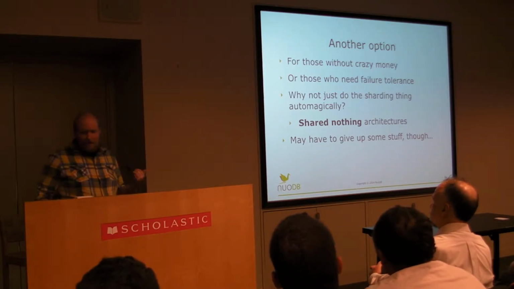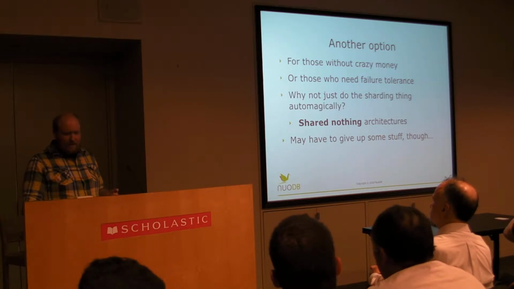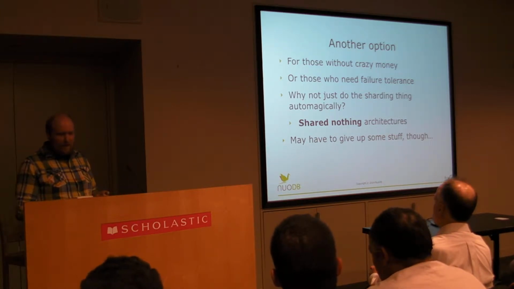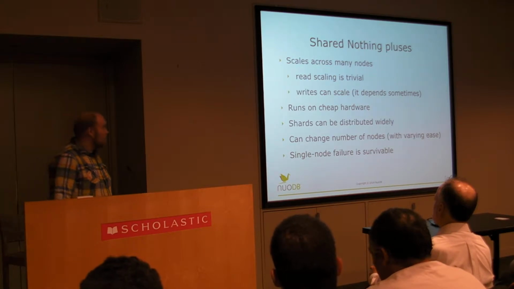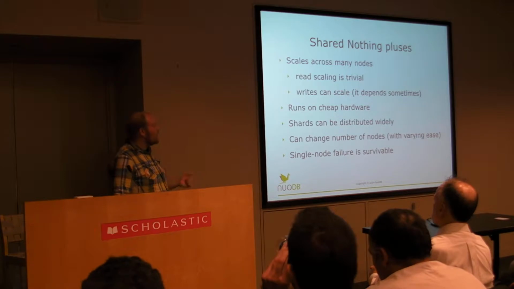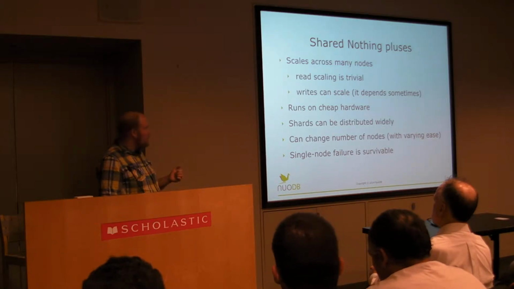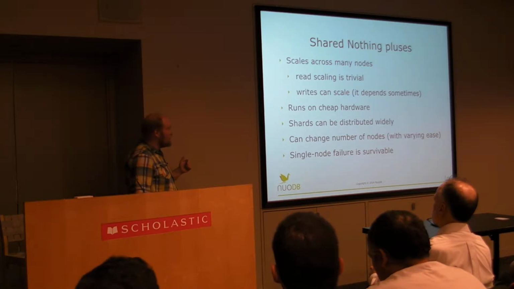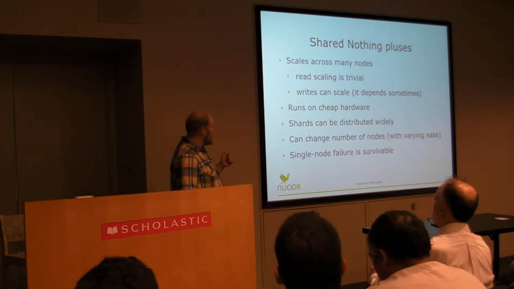So all the initial stuff was just basically about sacrificing as much about consistency and isolation as possible to make the automatic sharding work. On the plus side, it scales pretty trivially across many nodes. Read scaling in particular is super trivial. Writes can scale, although different systems do it different ways, and some systems have serious scaling problems there.